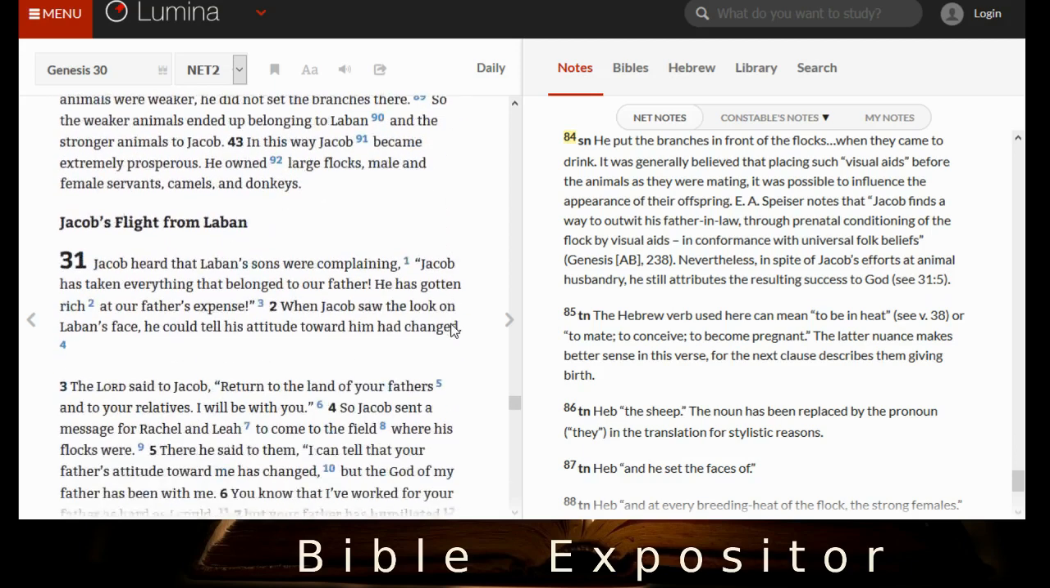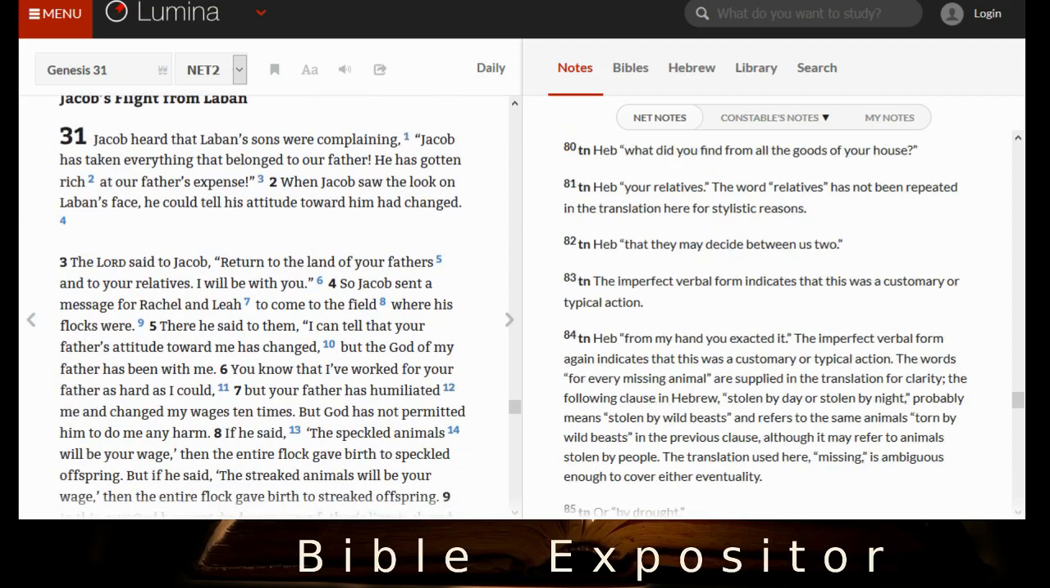So now we'll go down to chapter 31. And at this point, Laban's sons see how it's mainly Jacob who is getting richer, and they turn Laban against him. So God tells Jacob to return to his homeland, and this is where we find out what else has been going on all this time.